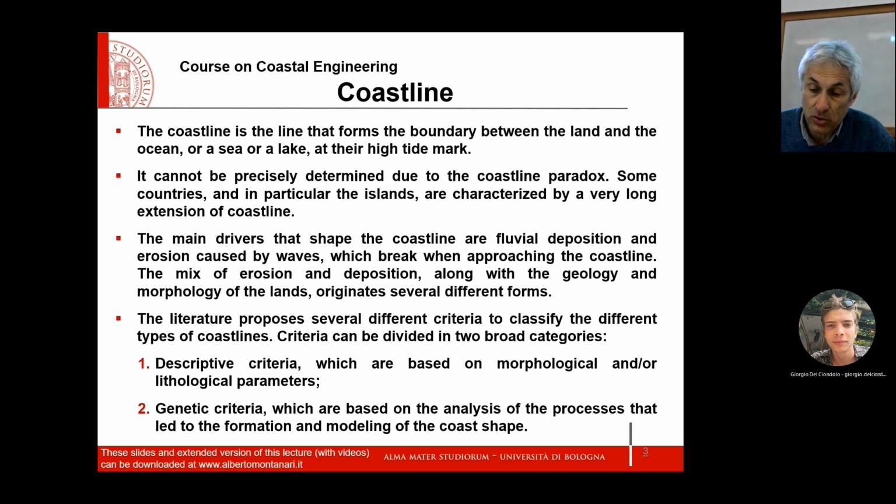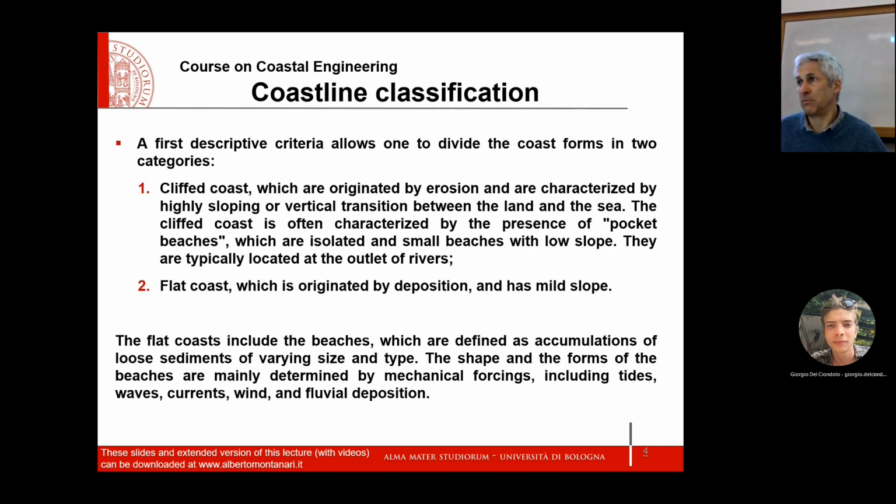And so talking about coastlines, to classify their forms, we can use criteria that can be divided broadly in two categories: descriptive criteria, which are based on morphological or lithological parameters, and genetic criteria, which are based on the identification of the process that led to the formation of the coast shape. Let's discuss a little bit more about this classification.